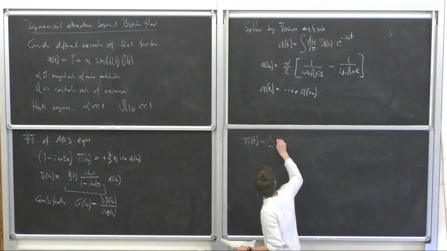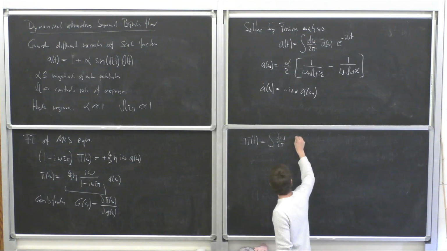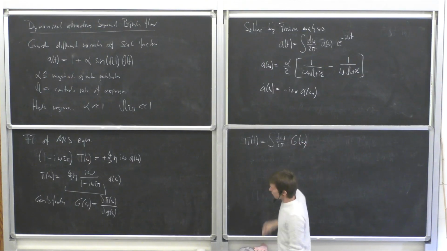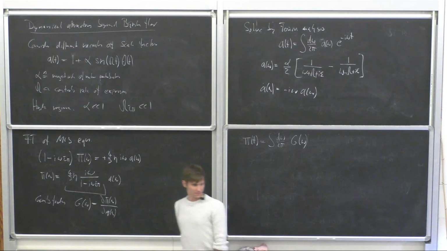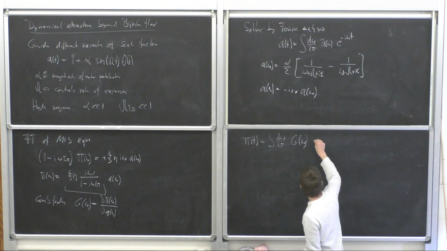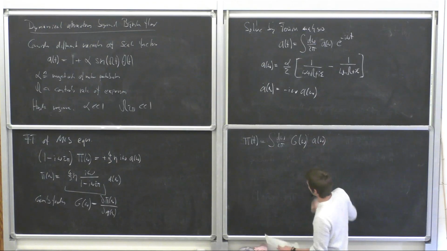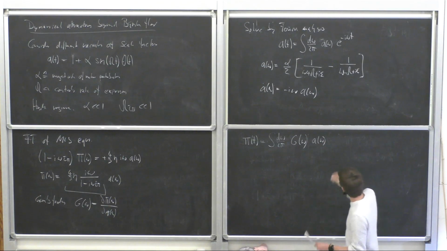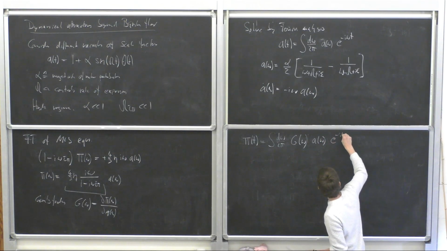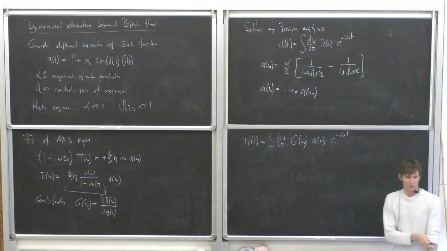So what we do is we do the integral d omega over 2 pi. We take our Green's function here, and we multiply our perturbation a of omega, and have the Fourier phase e to the minus I omega t, right?